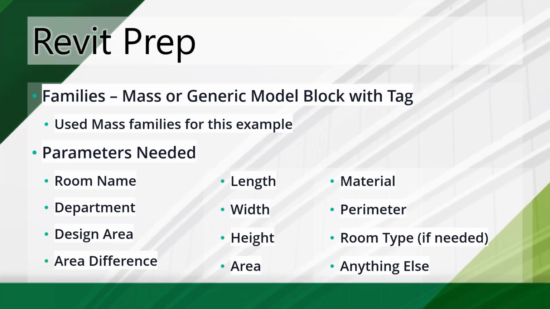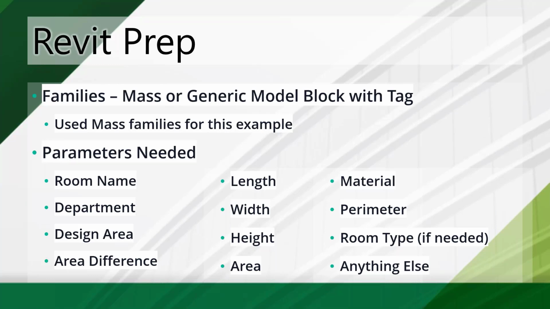And at minimum, some of the parameters that you'll need for this to function are listed here, but things like room name, because we're dealing with elements that are not rooms, right? So we need to include room name and department. Design area is one that we need to create. Area difference is another one, so I know how far off I am from the requested area versus the actual modeled area. Length, width, and height. And again, that's just for your standard boxed shape.